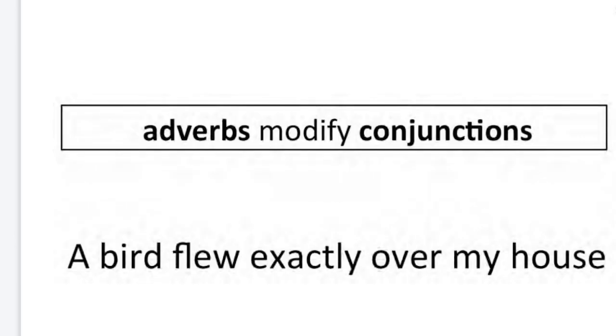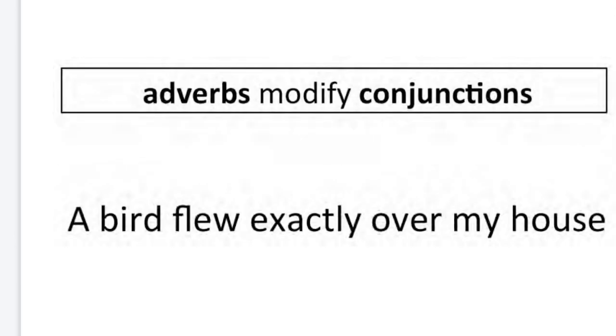For example, adverbs can modify conjunctions also. Conjunctions are the words that join two sentences. Similarly, they can modify prepositions also. Prepositions are relationship words. For example, take a look at this sentence. A bird flew exactly over my house. Here, over is a preposition. The words like on, over, at, in, about, they are all prepositions. So the word over is a preposition. And the word exactly is telling me something about over. How over? Exactly over. So exactly is an adverb because it is modifying a preposition.